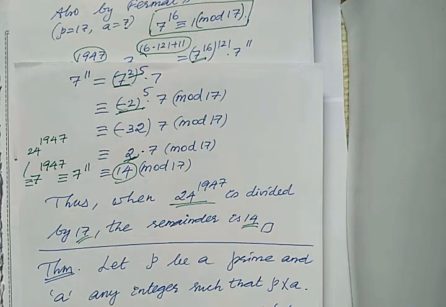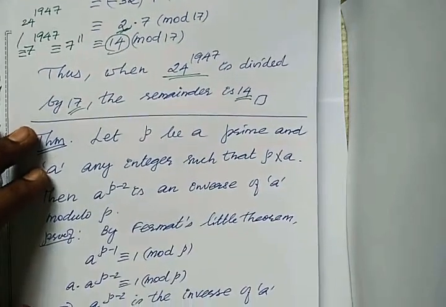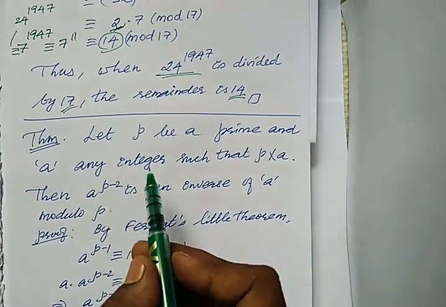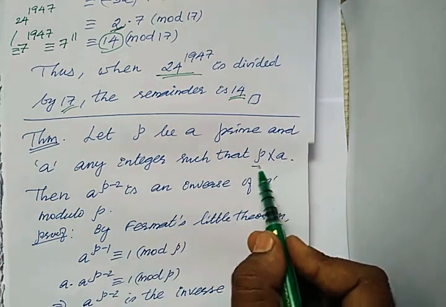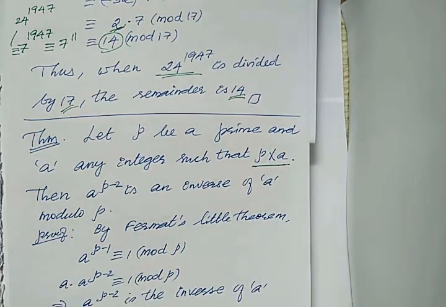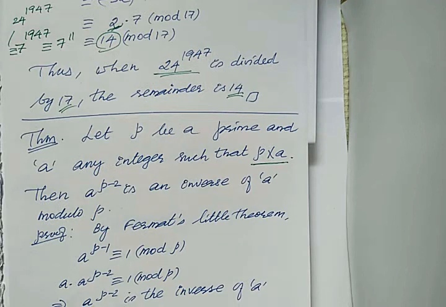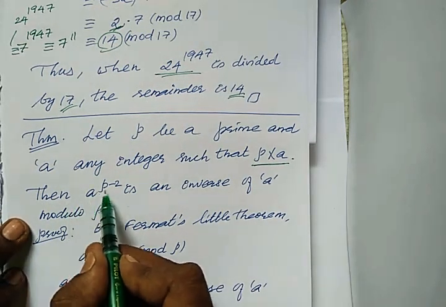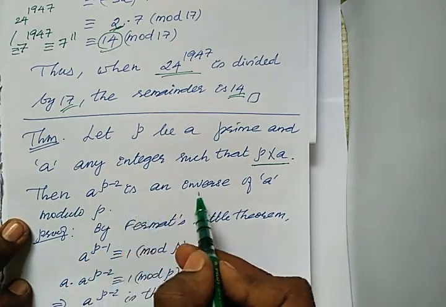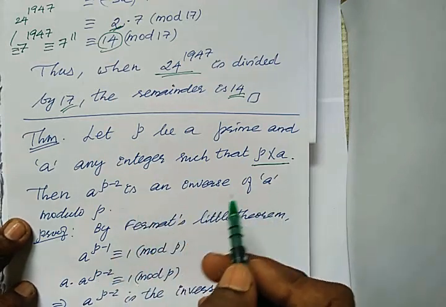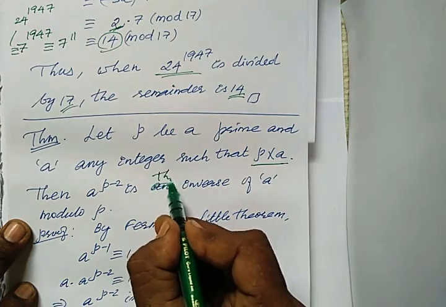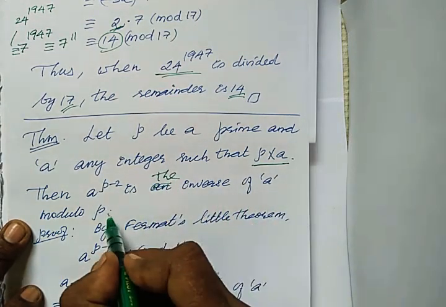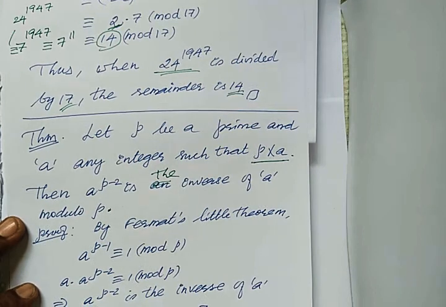Okay students, now let us see one more theorem. Let p be a prime and a be any integer such that p does not divide a. Then a to the power p minus 2 is the inverse of a modulo p.